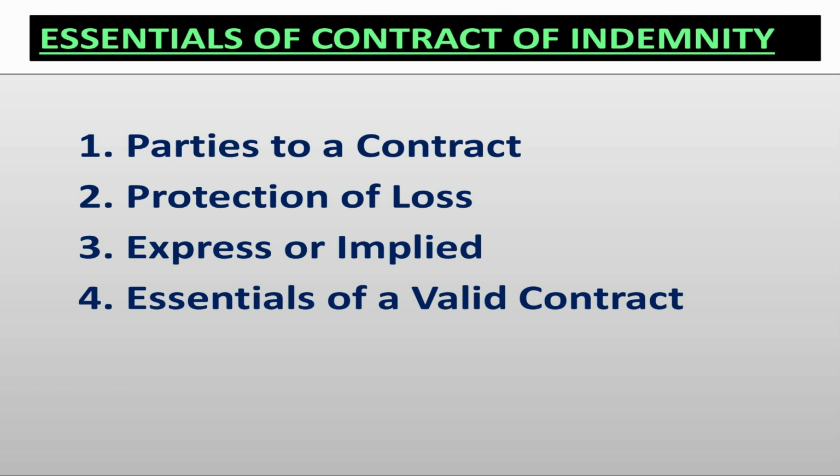Number 4, essentials of a valid contract. A contract of indemnity is a special kind of contract. The principles of the general law of contract contained in sections 1 to 75 of the Contract Act 1872 are applicable to them. Therefore, it must possess all the essentials of a valid contract.